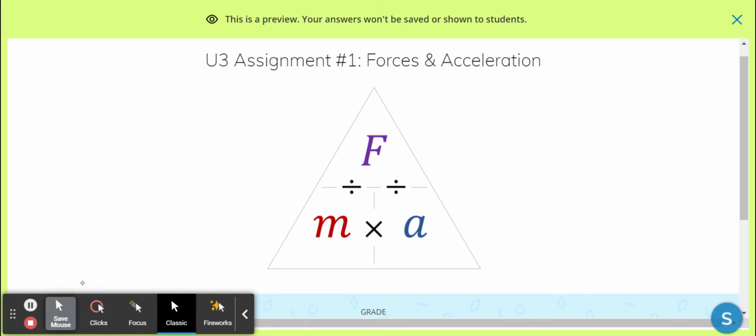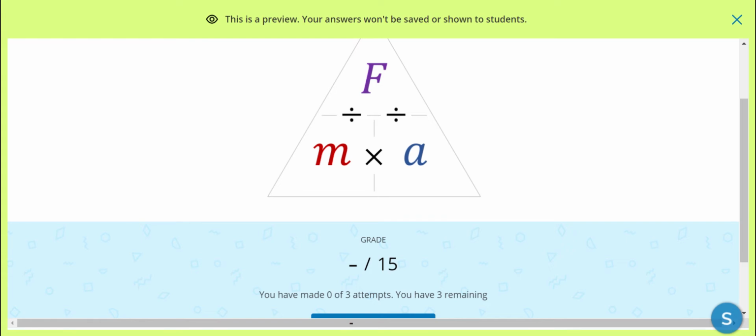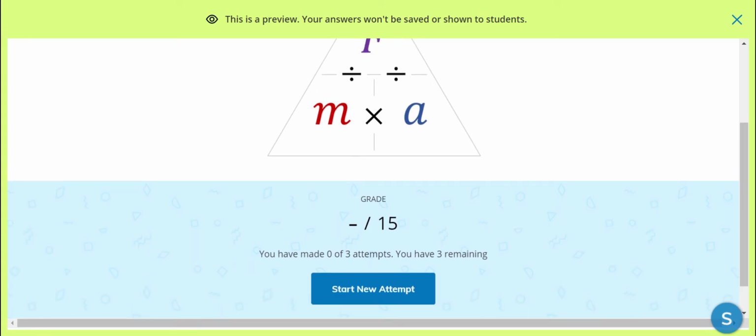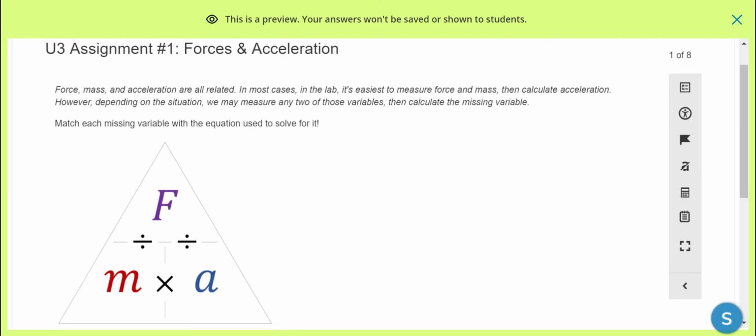Okay, let's switch back to the mouse. I'm going to that toolbar now. Okay, so on this assignment, you're going to have 3 attempts, so you can always go back and fix some stuff if you missed something. Let's take a look at some examples.